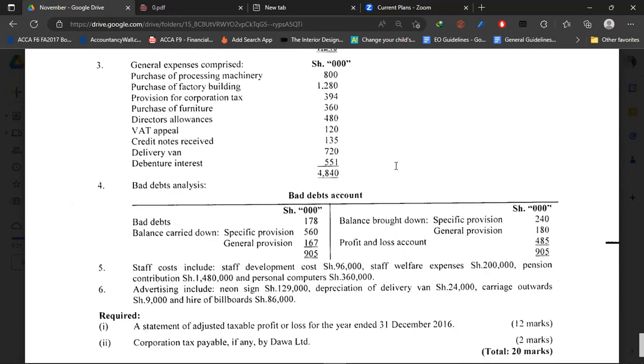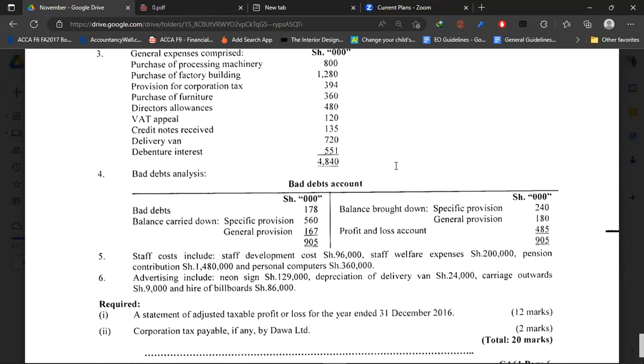When you look on number 5, we have been told the staff costs, which are basically including the staff development cost of 96,000. We know very well that organization normally provides staff training, which basically is going to be assisting the employees to gain some knowledge on the fields of study. We have staff welfare expenses regarding the welfare of employees. That is an allowable expense.